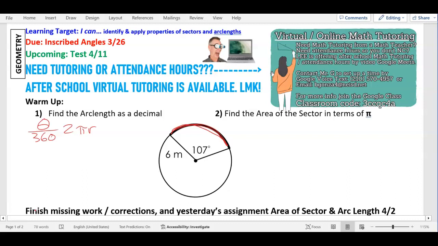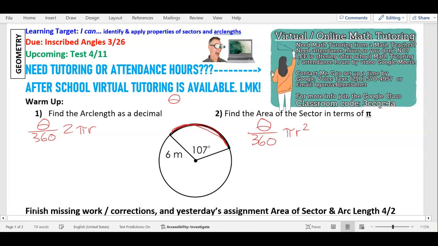The area of a sector is like the shaded part. It's the area of the slice of pizza, basically. Since it's a part of the circle, it's also theta over 360, but this one is pi r squared. So both of these look similar, but one is 2 pi r for arc length, and one is pi r squared for area of a sector. Now, what is theta and what is radius?